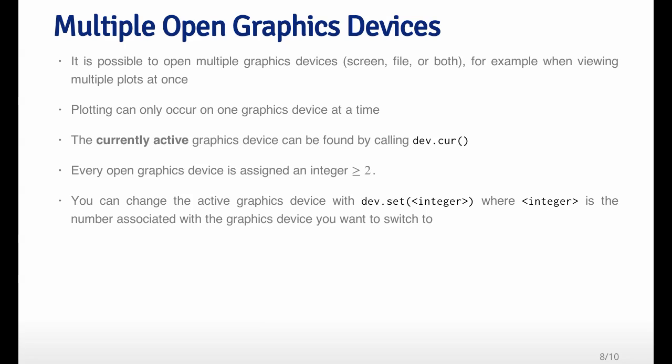Every graphics device gets an integer, and you can change which graphics device is the active one by calling the dev.set function. dev.set takes an integer value, which will switch you to the graphics device that corresponds to the integer that you give it. So you can switch back and forth between the graphics devices using the dev.set function if you need to.